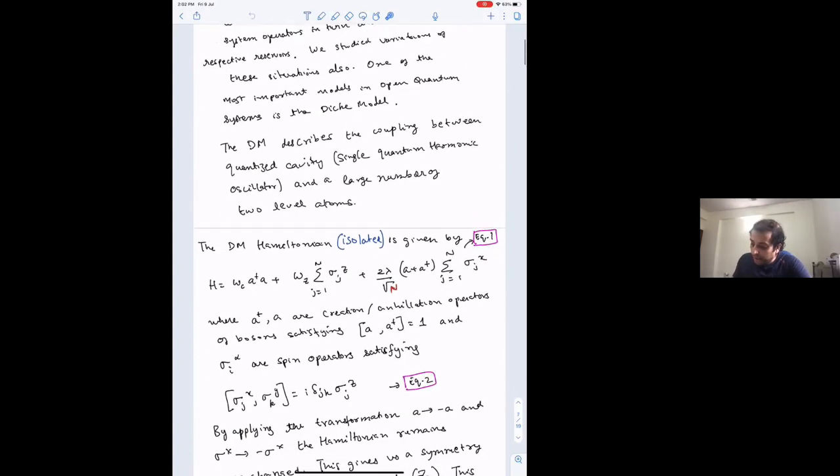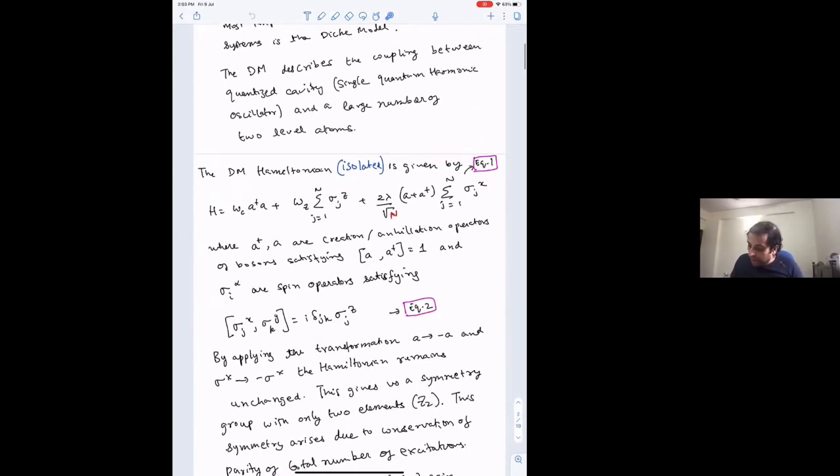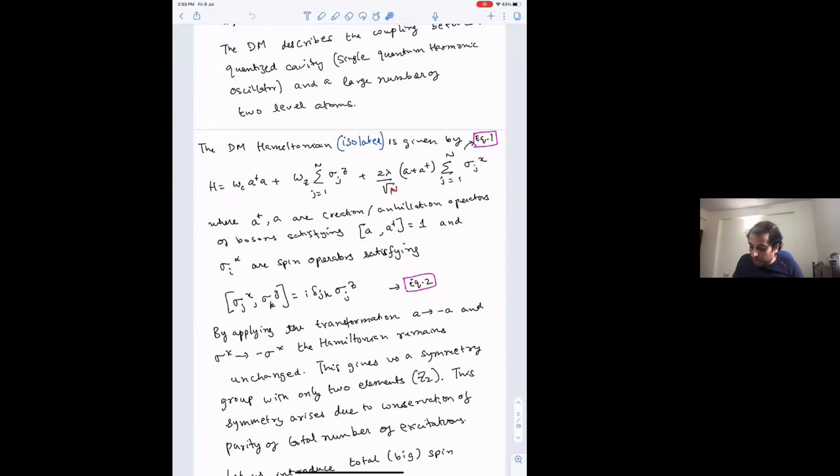So the decay model is given by this Hamiltonian here. Notice that you have this harmonic mode. So this is the isolated decay model. Again, this is a closed quantum system. Notice that you have this harmonic mode and you have these n two-level systems, and this harmonic mode is coupled to n two-level systems. So you can imagine that there is a cavity, and instead of one two-level system, you have n two-level systems. So this is the model, and you have the bosonic commutation relations and spin operator commutation relations.